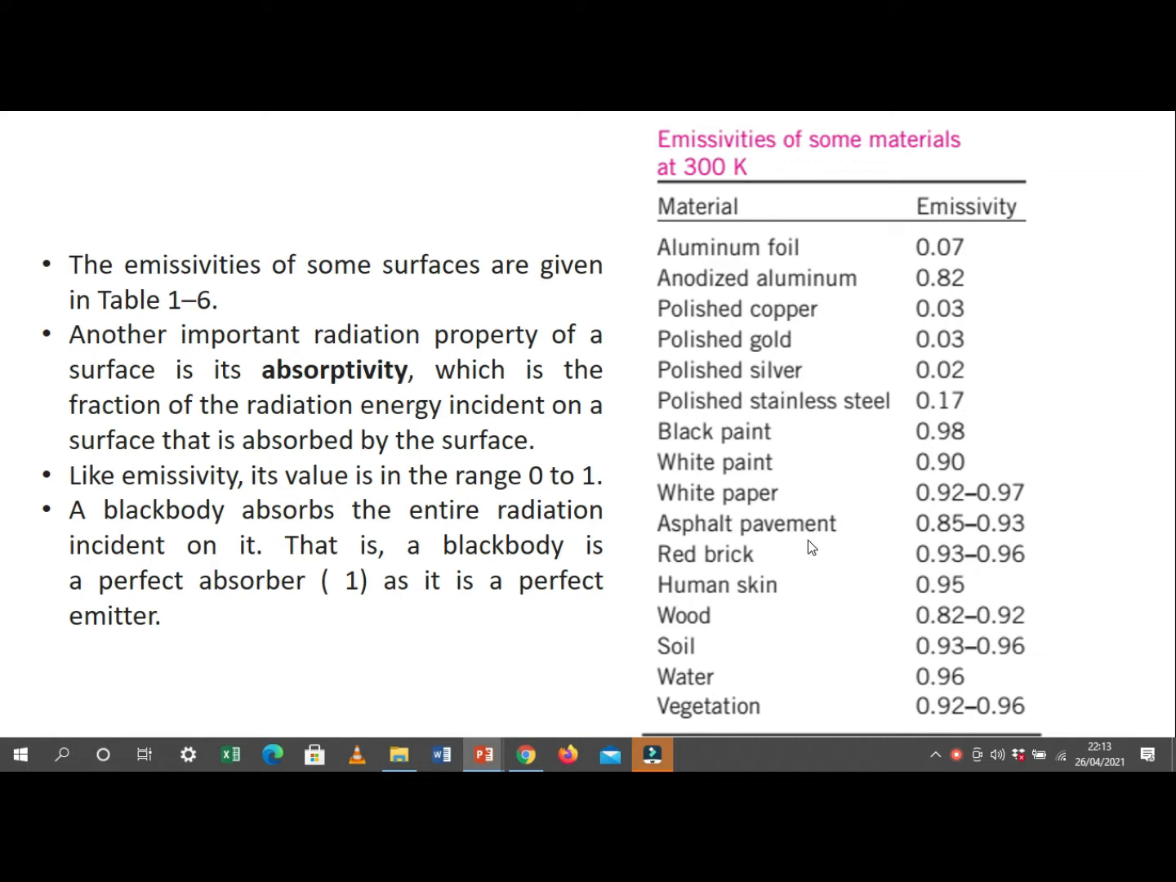Another important radiation property of the surface is known as absorptivity, as I have already explained in the previous slide, which is the fraction of radiation energy incident on the surface that is absorbed by the surface. Like emissivity, the value of the absorptivity is always in the range of 0 to 1. The black body absorbs the entire radiation incident on it. That is, a black body is a perfect absorber. So its absorptivity would be equal to 1.